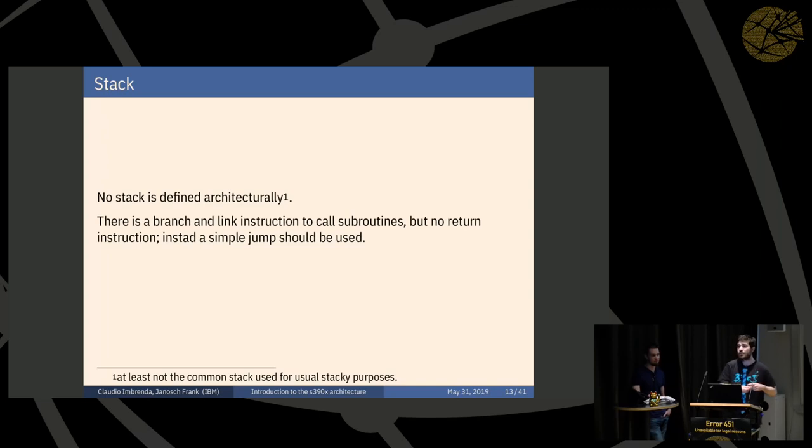I mean, there is no push instruction. There is a call instruction, but it does not push on the stack. It just writes the return address in a register, and you can choose which register. And there is no return instruction. You just jump back to the address that you came from. It's up to you to save the return value.